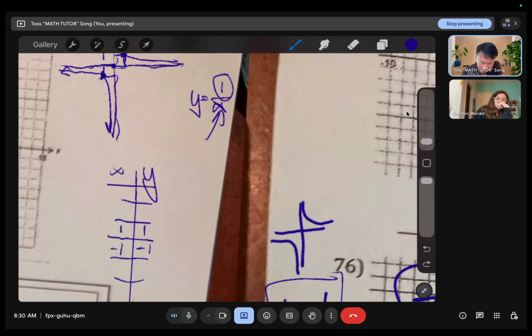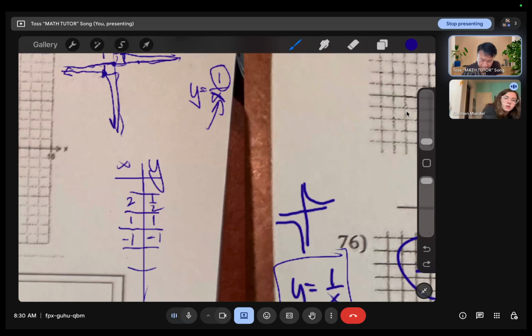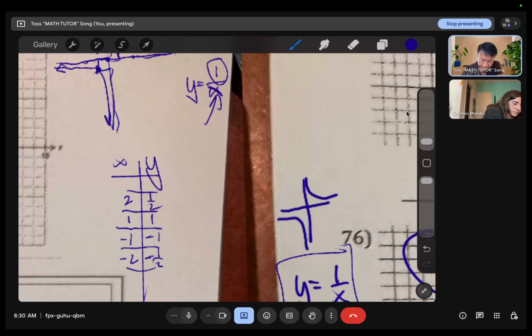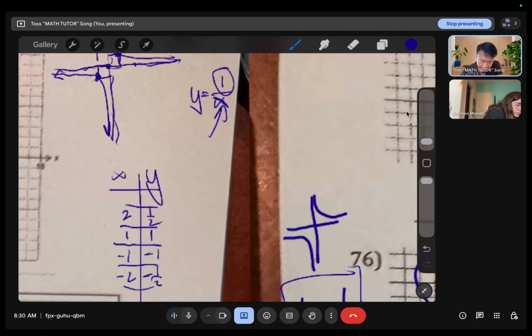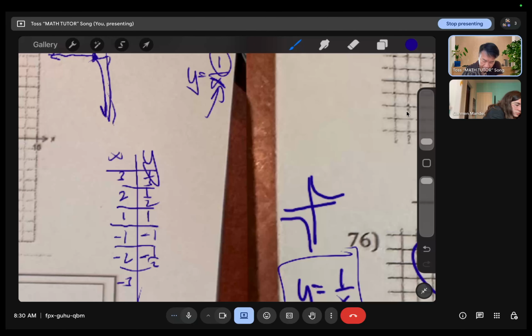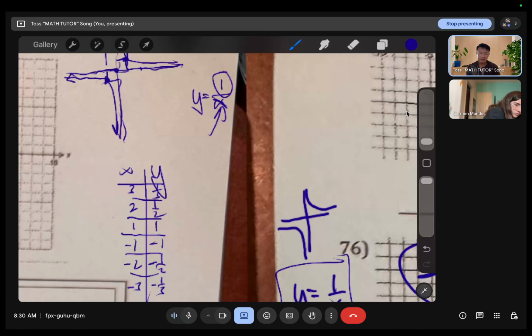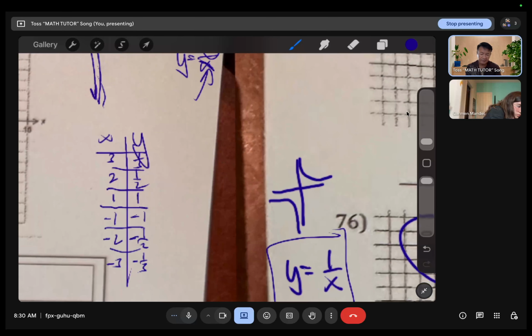Now let me think. Yeah, I think you have to do 2. If you do 2, it'll be 1/2. You see why? Because if I plug it in right there, when x is 2, then I'll do -2. It'll be -1/2. Now, if you do 3, I think this is it. I think you can stop at 3 and -3. Then it'll be 1/3. Then it'll be -1/3. That's it. Then you do the transformation table based off these values.